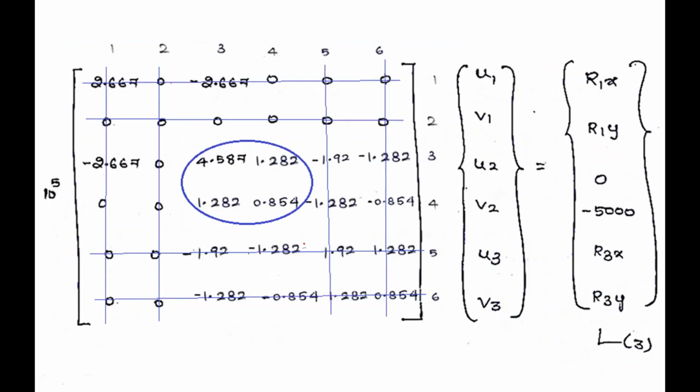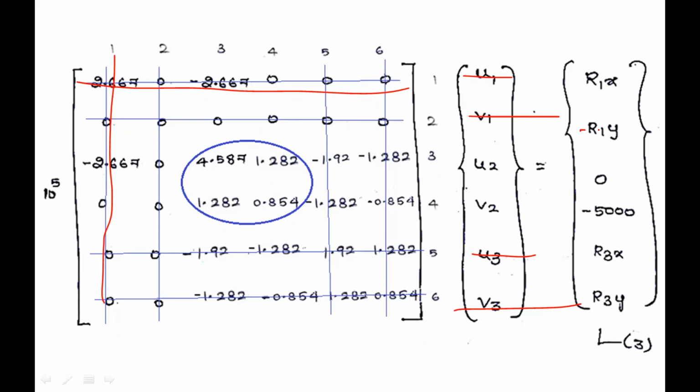How to eliminate this one? This is the global characteristic equation. Since U1 is 0, we are eliminating the corresponding row 1 and column 1. Likewise, V1 is also 0. So we are eliminating this row 2 and column 2. So U3 is 0. Eliminate this row 5 and column 5. V3 is 0. So row 6 and column 6 eliminated. The remaining is only this 2 by 2 matrix.